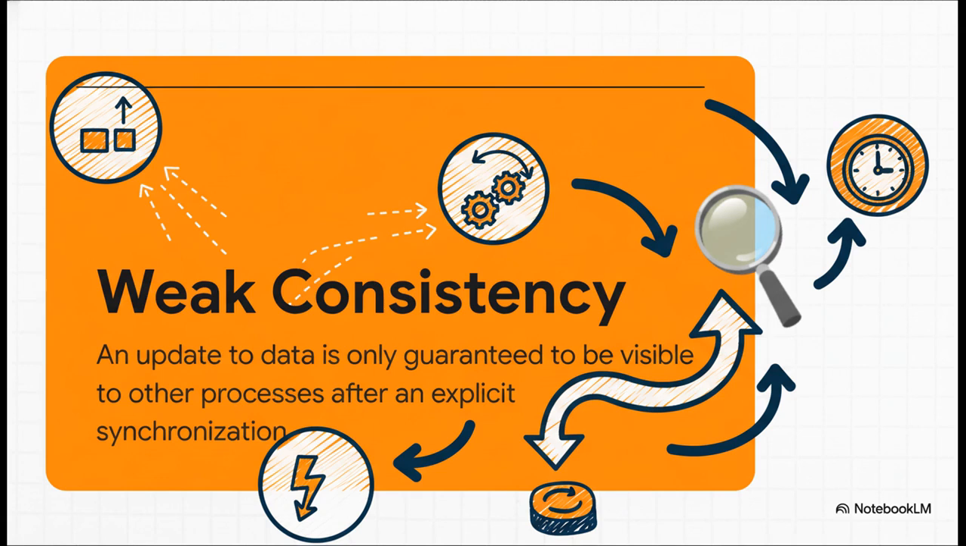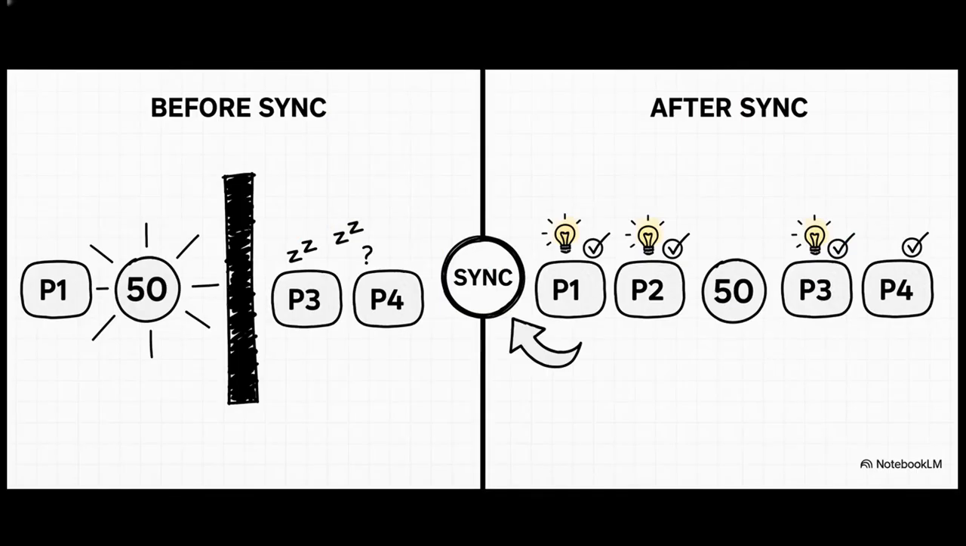A process can change its own local copy of the data all at once, and the rest of the system might be totally oblivious. Until the programmer steps in and says, okay, time for everyone to get on the same page. And that's called a synchronization. Check this out. P1 changes X to 50, but look at P2, P3, and P4. They're still living in the past, seeing X as 0.